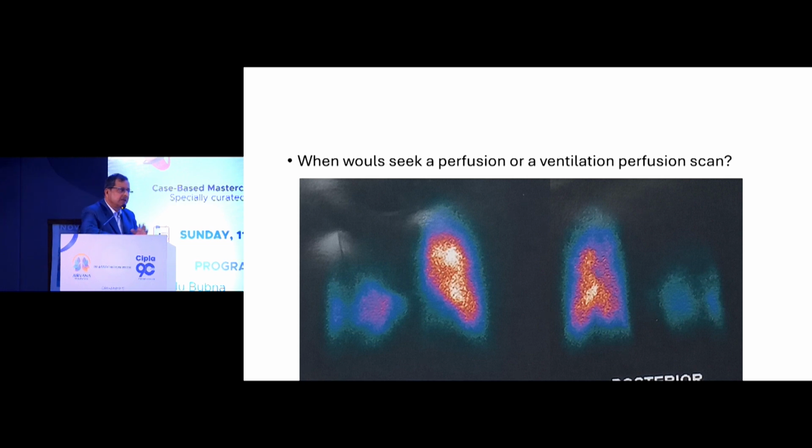CTPA was done, and as we find most of the time, the report is normal. It showed up to the 2nd or 3rd division of the pulmonary arteries. I sent it to a cardiologist friend, who is accustomed to doing balloon angioplasty. He said, with this CTPA report, I cannot go ahead. So the patient is now on riociguat, and he has improved a little. He's continuing with home oxygen, riociguat, anticoagulation, and all possible treatment for COPD.